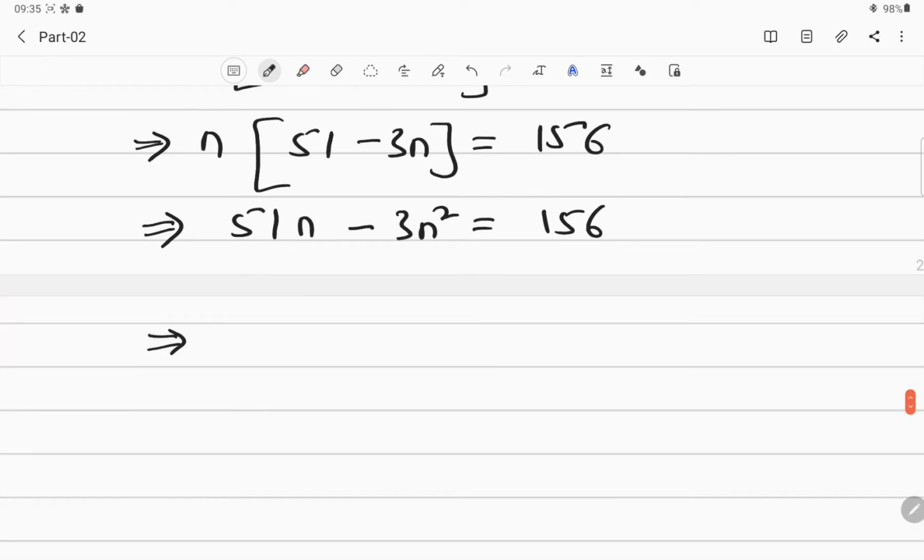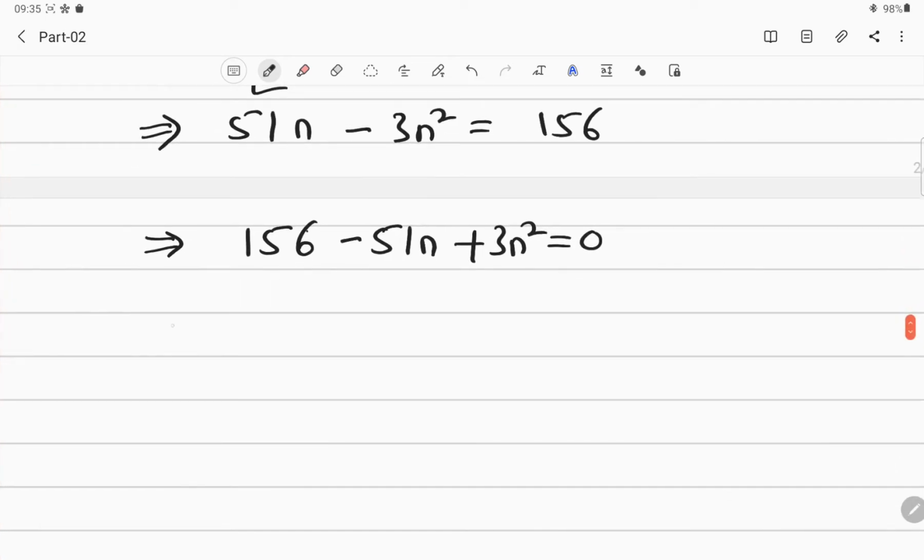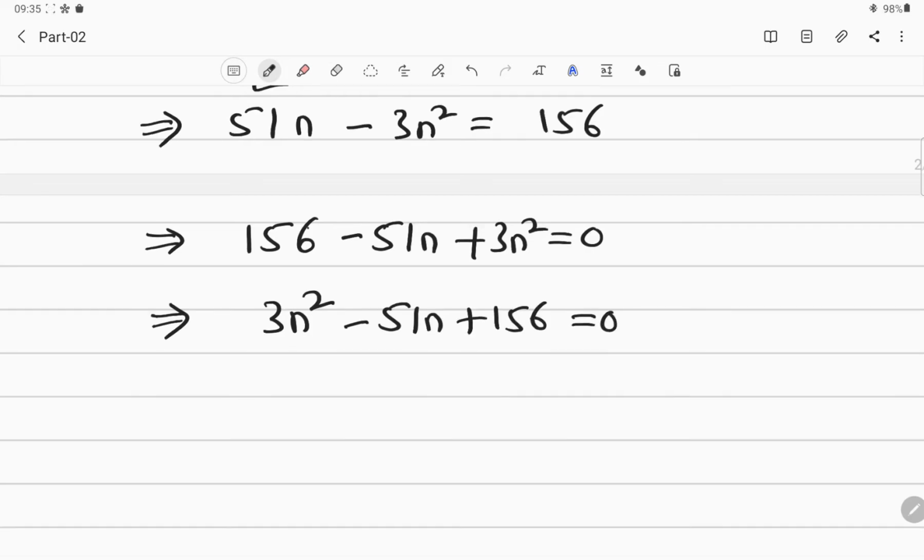Now I am going to send all these things that side, so the sign will get changed. 156 minus 51n plus 3n square is equal to 0, right? Now let us write it in the standard form. That becomes 3n square minus 51n plus 156 is equal to 0.